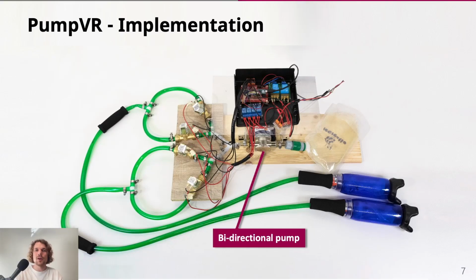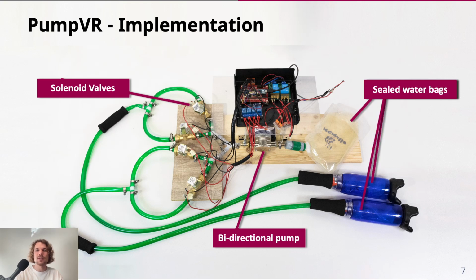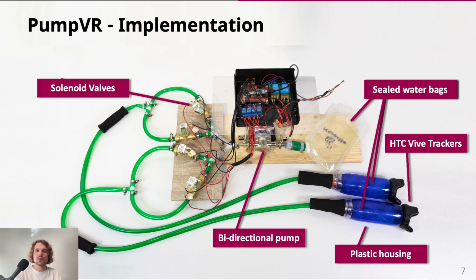The device employs a bi-directional pump to allow reversing the water flow. 4 solenoid valves direct the flow of water, which is transferred between 3 water bags. Sealed, foldable bags were chosen as they contract under negative pressure, avoiding the perception of liquid inertia. 2 of them are placed inside the controller's plastic housings. HTC Vive trackers are screwed on top of these housings to enable positional and rotational tracking in VR.